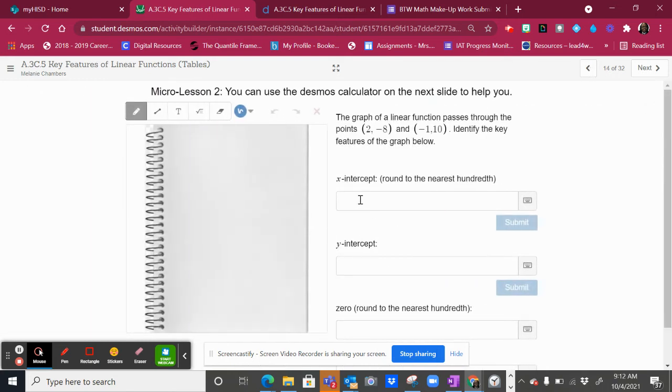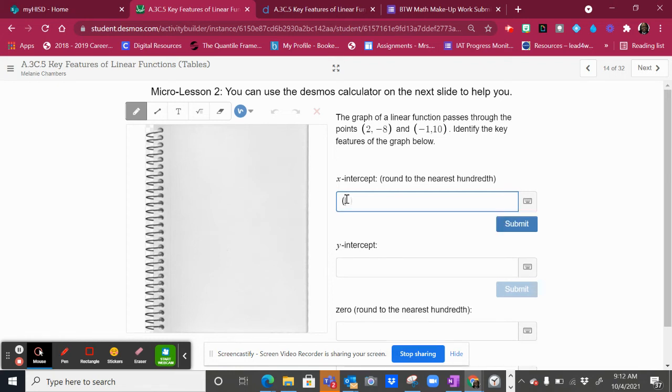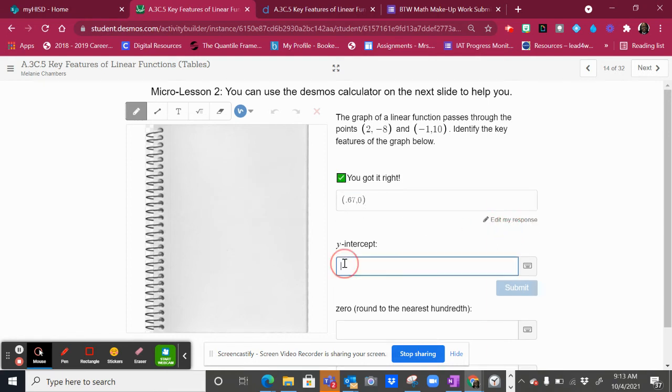And we're going to go back and put in all the answers. So it says round to the nearest hundredth. That's going to be the second decimal place. So this is going to be, open parentheses, 0.67, 0. That's our x-intercept. We're going to press submit. And it says you got it right. Our y-intercept was located at (0, 4).